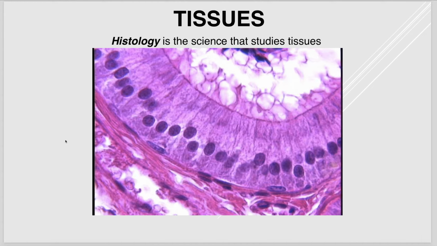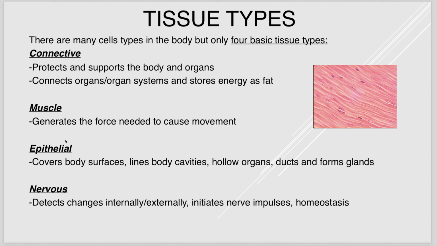Histology is the science that studies tissues. There are obviously many cell types, but only 4 basic tissue types. There's connective tissue, muscle tissue, epithelial tissue, and nervous tissue. Connective tissues are protective and supportive tissues. They also store energy for us. They transport things throughout the body in the case of blood and lymph.